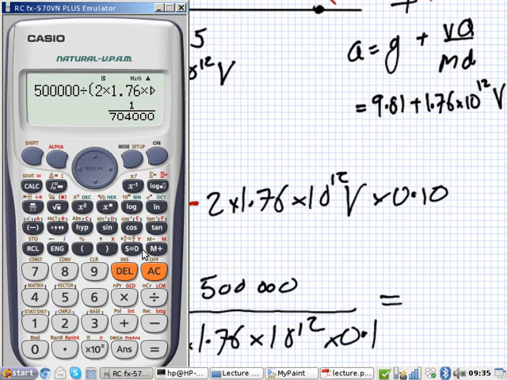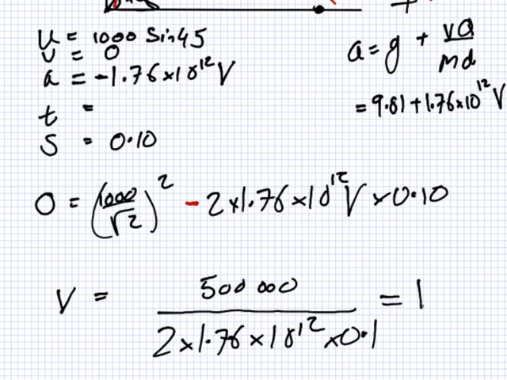So 500,000 divided by 2 times 1.76 times 10 to the power of 12 times 0.1, and we get a small number. But should we get a small number? I guess. 1.42 microvolts. That would make sense because if it's a big voltage, then the driver wouldn't be able to. Yeah, exactly. If it was a big voltage, it would just go. You have to give it a chance to get to the top.